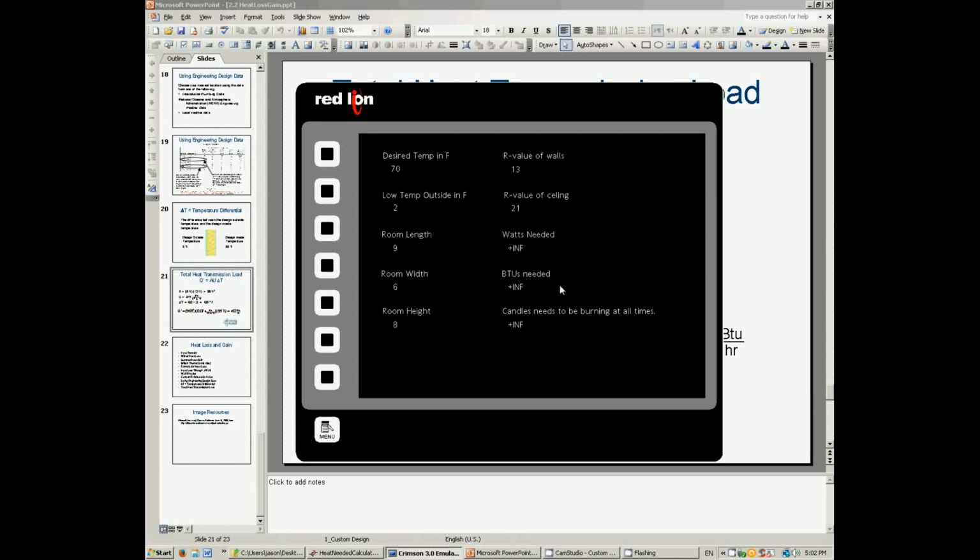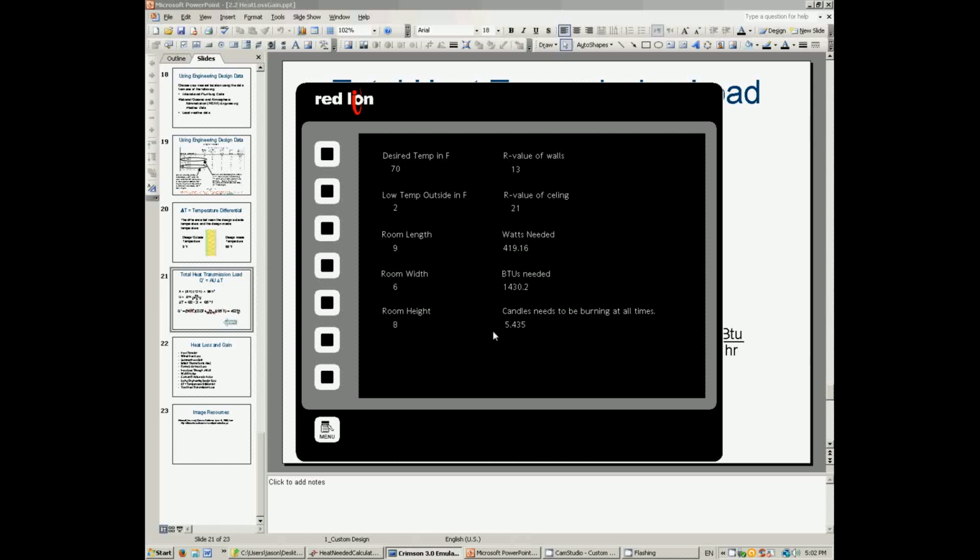And it tells us we need a constant 419 watts of heat just to make up for the heat loss through the walls. That comes to 1400 BTUs, and for those who are burning candles, that's 5.4 candles.